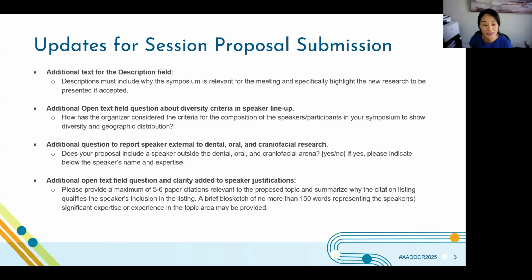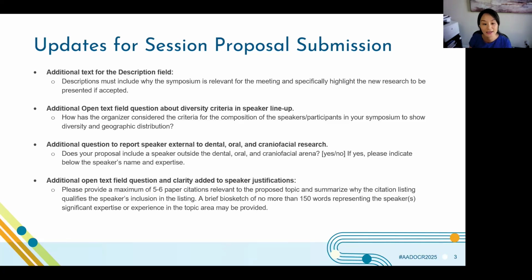The second part is an additional open text field about the diversity criteria. It's one item where we now need clarification. For example, how do the organizers consider the criteria for the composition of the speakers and participants, and whether they reflect diversity criteria, for example, gender diversity and geographic diversity. This is one of the very important criteria for the upcoming 2025 session.